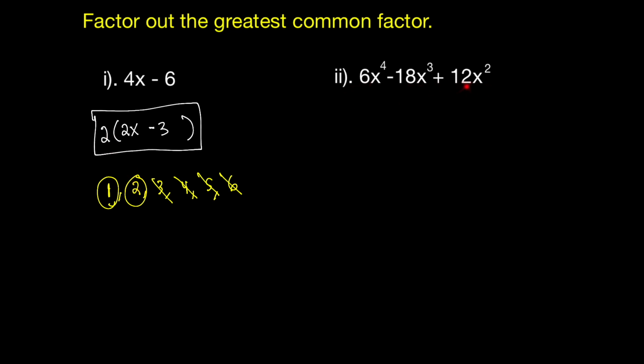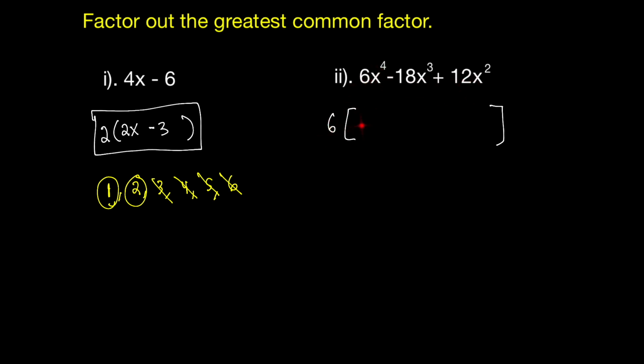Now let's try a problem with 3 terms. So here, if I want to get the greatest common factor, I've got to look at the constants, I should say coefficients, 6, 18, and 12. They all share a greatest common factor of 6, so I'm going to go ahead and factor out a 6. And now I need to divide by whatever it is that I factored here.